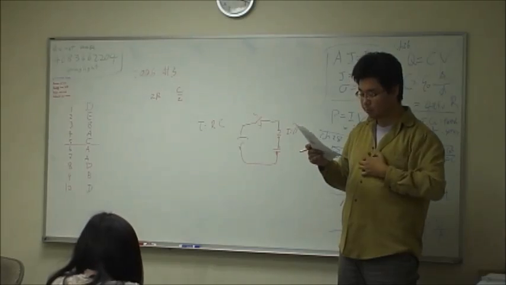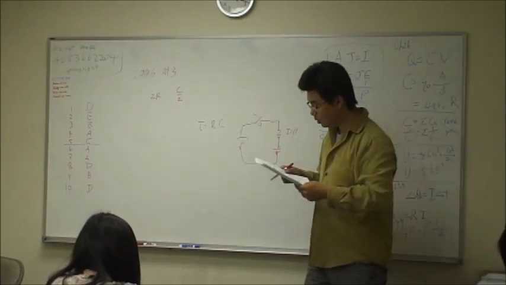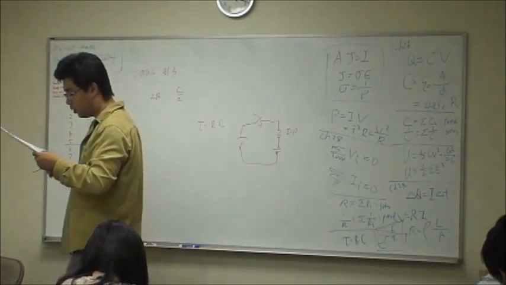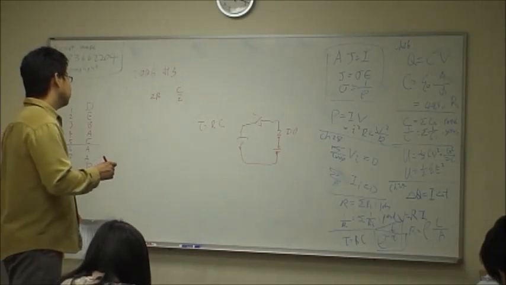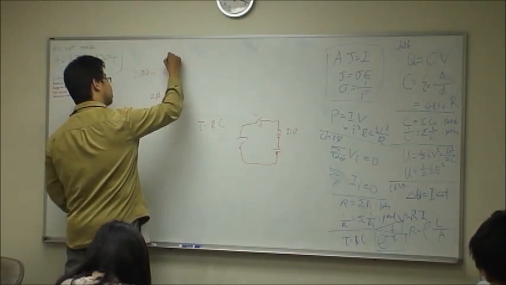How about number 4? Number 3 is plotting the voltage. Number 4 is plotting the current of the circuit. How about number 4?